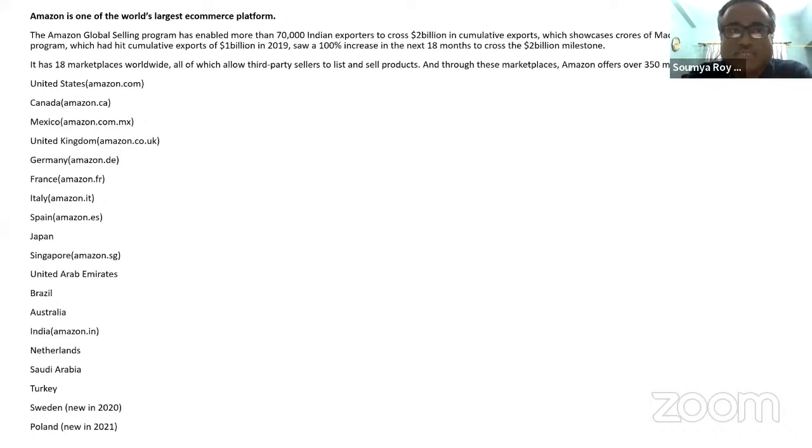It has 18 marketplaces across the world, and it lists around 350 million products. You can see all those countries where the Amazon marketplace is present, and along with them I have listed some of the websites. US, Canada, Mexico, UK, Germany, France, Italy, Spain, Japan, Singapore, UAE, Brazil, Australia, India, of course, you are well aware. Netherlands, Saudi Arabia, Turkey, Sweden, and Poland are the new ones which were created recently.